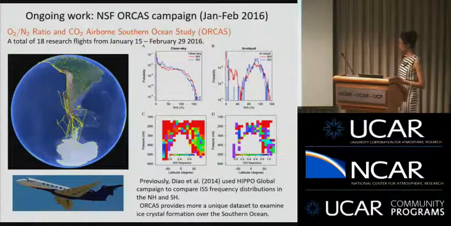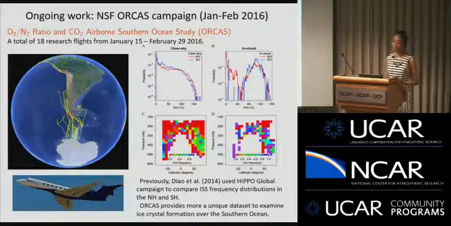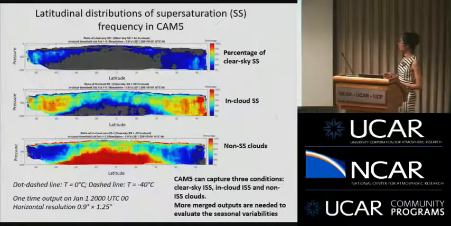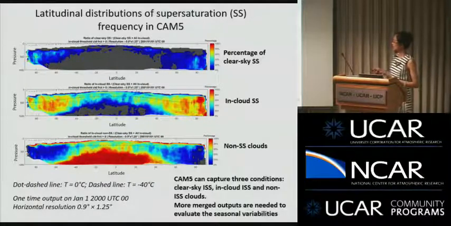So here we go. ORCAS actually provides a very unique data set for me to do further analysis over the Southern Ocean, which is usually a region lacking sampling. So one thing I'm going to do is to compare ORCAS with CAM5. This is the simulation using CAM5 at about 1 by 1.25 degree.